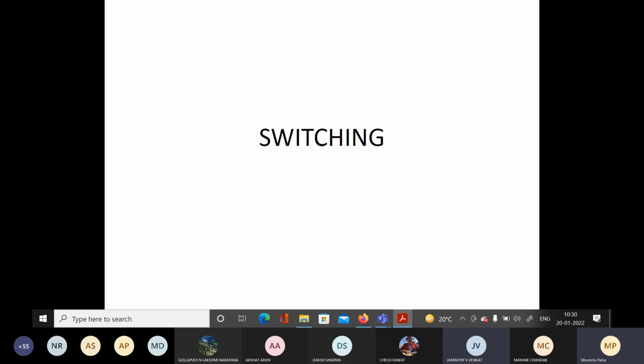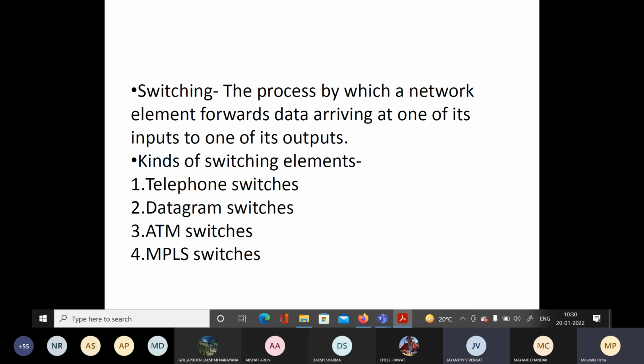That is sending the packet from the input port to the corresponding output port. Okay, so what do we know when we say switching in computer networks? We know that switching basically means that in the network element that is arriving, that needs to be forwarded to its corresponding output port.